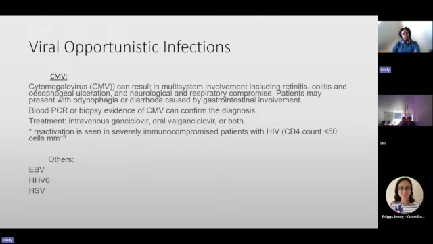Viral opportunistic infections, nothing really much to say about them. It's quite a wide topic as well. The commonest one that we know is CMV. CMV is multisystemic, causes multisystem involvement. It can cause retinitis, colitis, and esophageal ulceration. It causes respiratory and neuro issues.